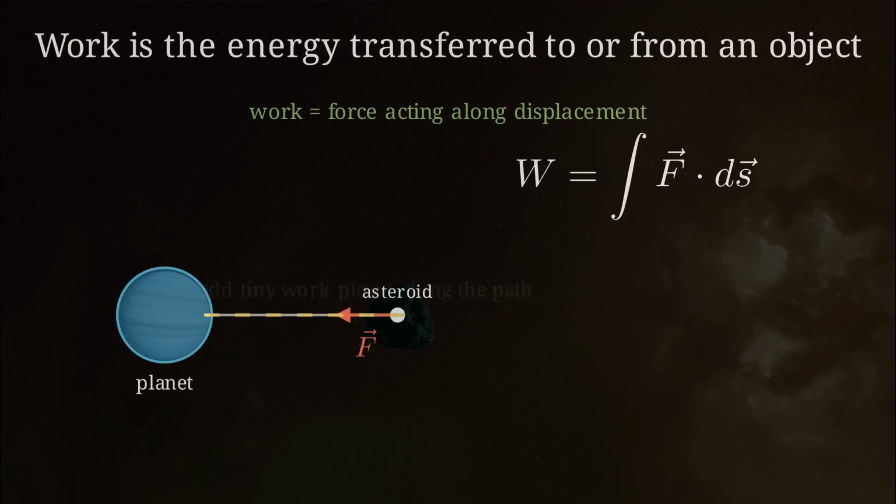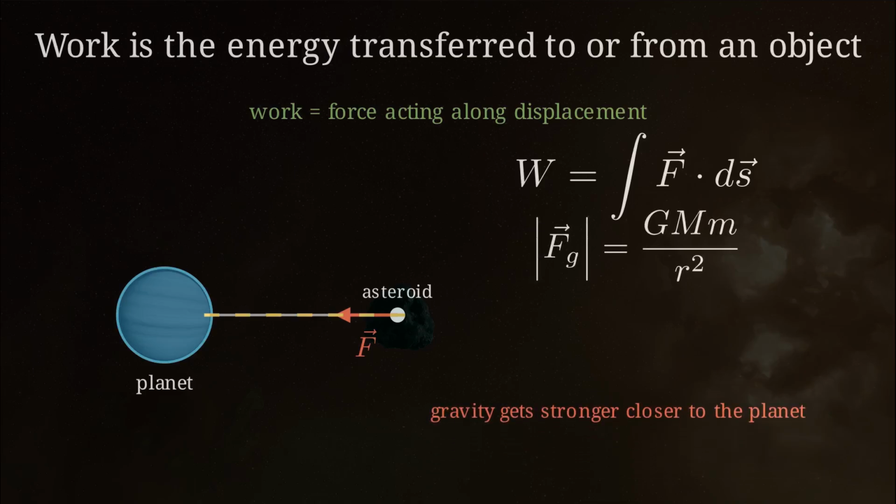Now imagine the asteroid moves along a path. The force becomes stronger as the asteroid gets closer to the planet. It has an inverse square relation with distance. So we cannot always use one force multiplied by one distance. Instead, we divide the path into many tiny displacements. For each tiny displacement, we calculate a tiny amount of work. Then calculus adds all these tiny pieces together. That is why work is written as the integral of force dotted with displacement along the path.